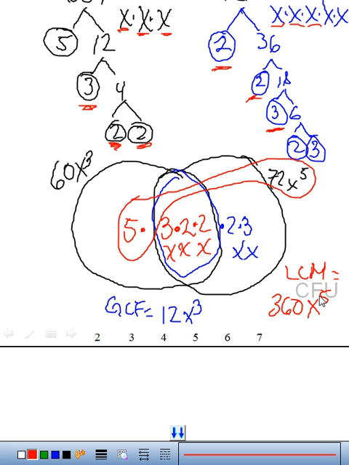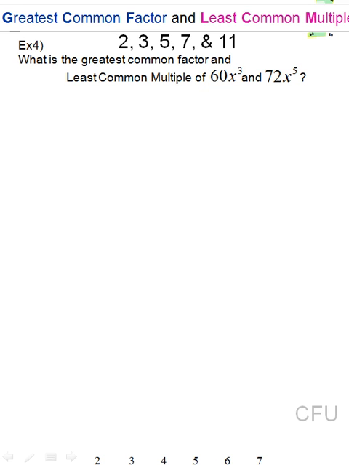So far so good? Okay, let's do another one. Okay. All right, get another paper going. Here we go. Copy this one. Negative 90a to the 5th and negative 72a squared. See if you can do that one by yourself. Go. All right, here we go.